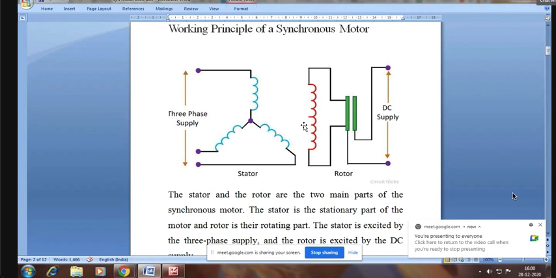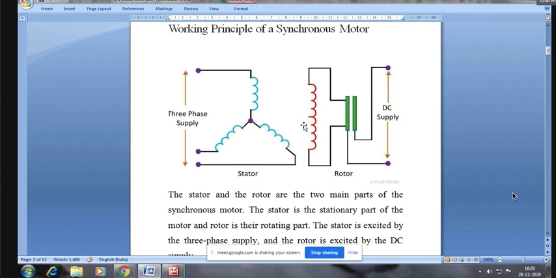Like to recall in case of a DC motor. Can you tell me what happens if we use, instead of the split ring or the commutator segments in a DC motor, only slip rings? What happens to the motor operation? Can anybody answer? This we have discussed earlier, but still I want you to recall.